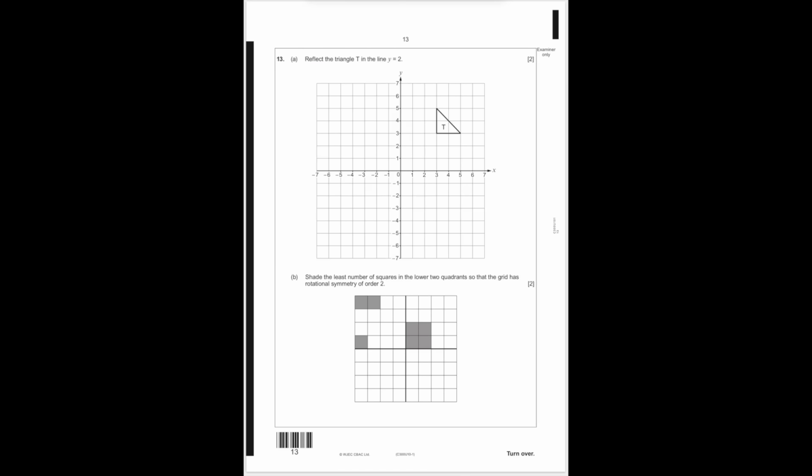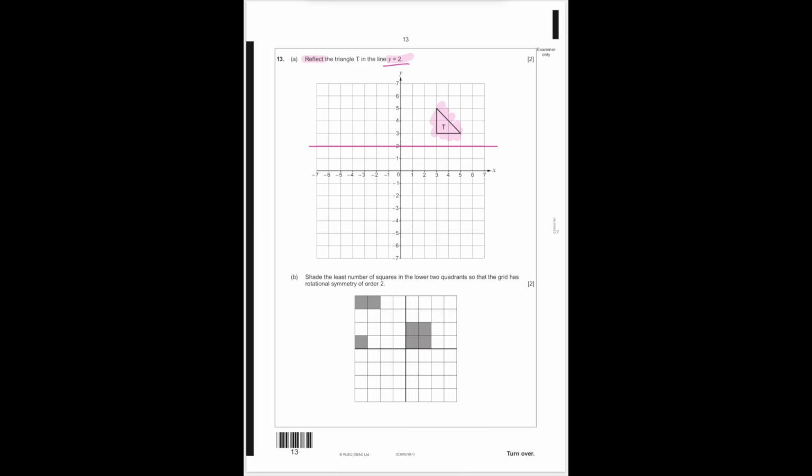13a, reflect the triangle T, so this triangle here, in the line y equals 2. Okay, so they've given us a mirror line to reflect it in, so we need to draw that line onto our graph. The line y equals 2, every point on that line, the y coordinate is 2, so we're going to go up to positive 2 on the y-axis, and we're going to draw our mirror line. Once we've done that, that's the line that we're reflecting the shape T over.